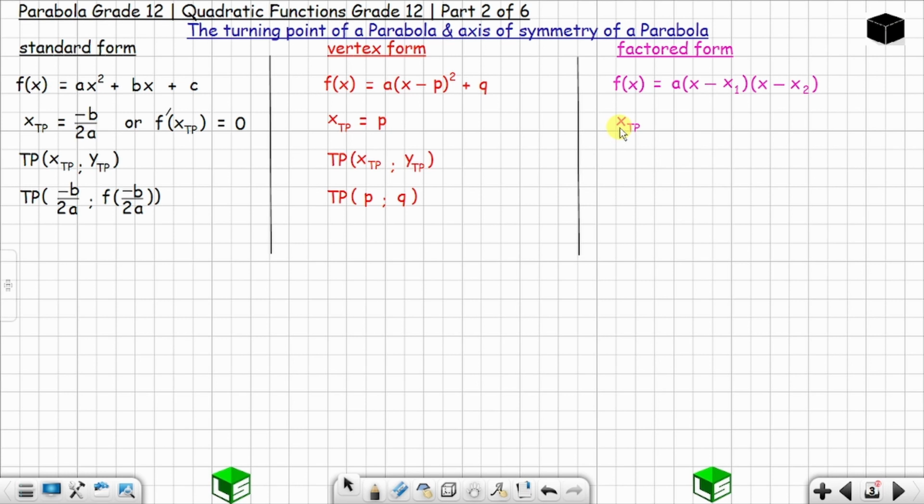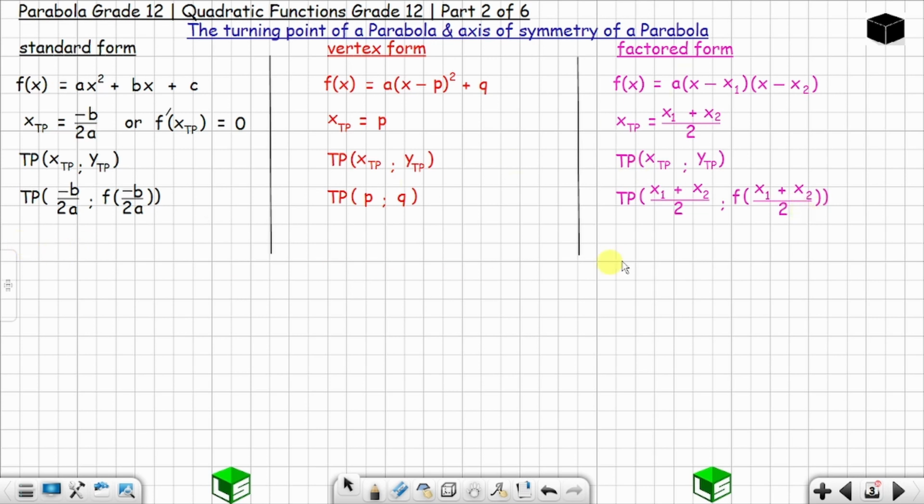So to get the x coordinate of the turning point when you are given this form, the factored form, you have to take the first x-intercept plus the second x-intercept. You divide by 2. So this is going to give you the x coordinate of the turning point. So you have your turning point with the x coordinate and the y coordinate. So this is equal to this when you calculate it, right? And the y coordinate, you have to take this, you plug inside f of x. So you are going to take f of this. Can you see? You take the value you have there, you plug inside f of x. You are going to have the y coordinate of the turning point.